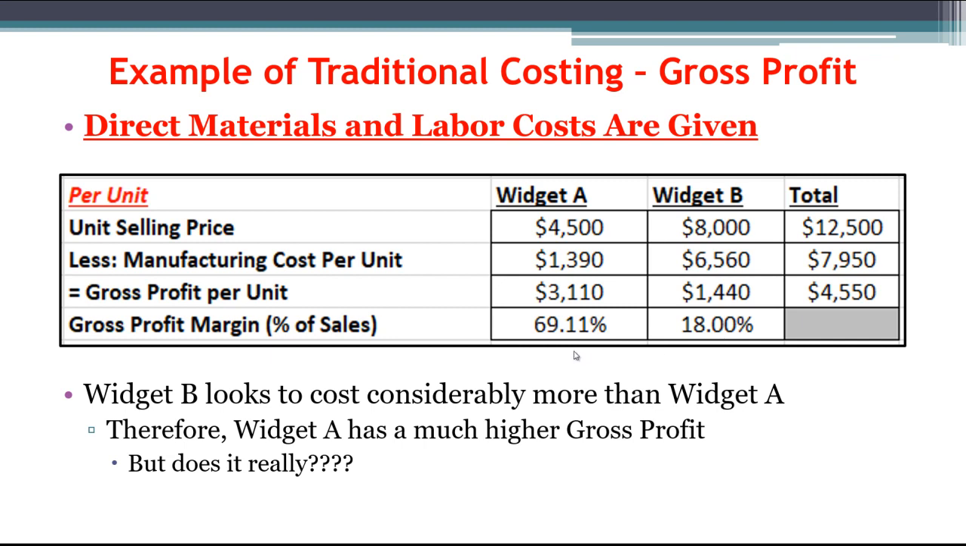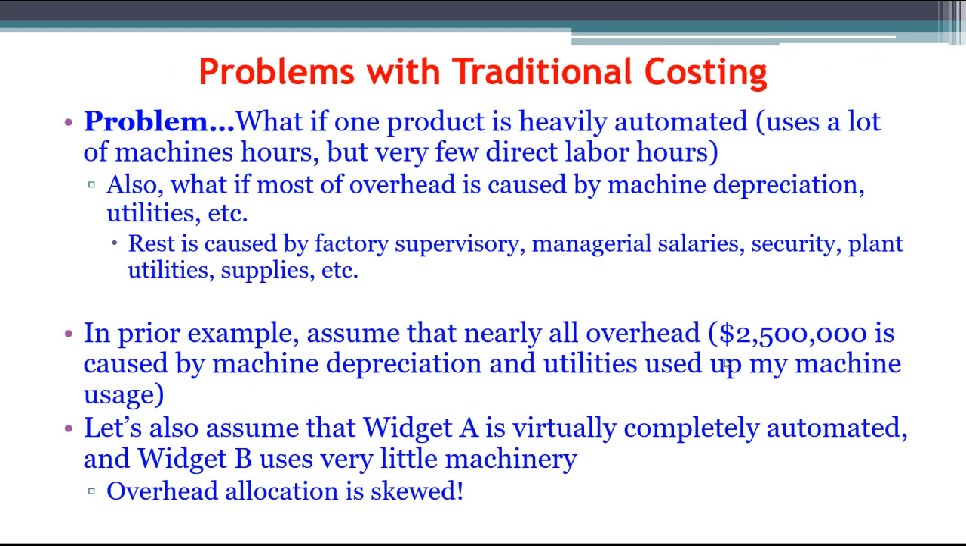But the question is, is that true? Does it really reflect the underlying cost, or is it a possible error in our overhead allocation? So the problem here is that we have two products that apparently use up inputs, use up resources in completely different ways. They both had 500 units, but one used considerably more labor hours. So let's say, what if one product is heavily automated? It uses a lot of machine hours, but really doesn't use very many direct labor hours.